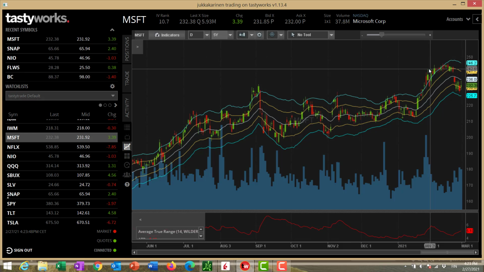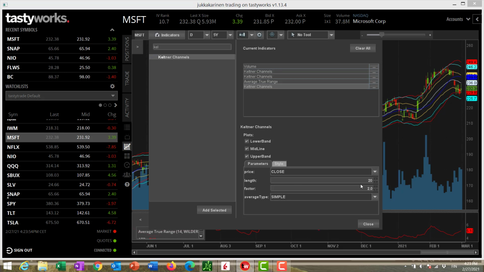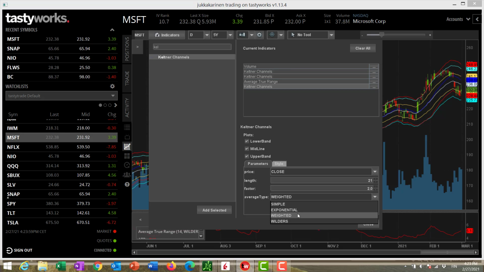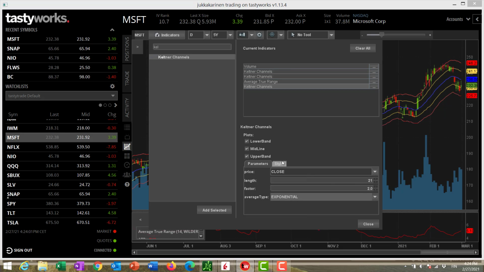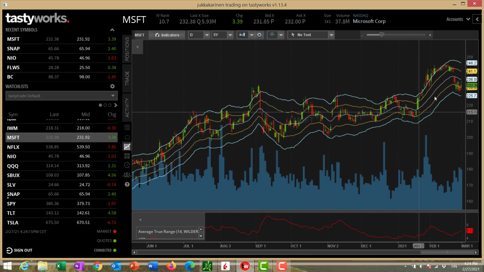Here something crazier happened, so what if I draw the third one? Because I actually like to watch 1, 2 and 3. No, that's not weighted, I want exponential. And I don't want the middle line. So now there's the third one, and the lower band color, let's put it white, or that kind of color, quite close to white. And here again, there.